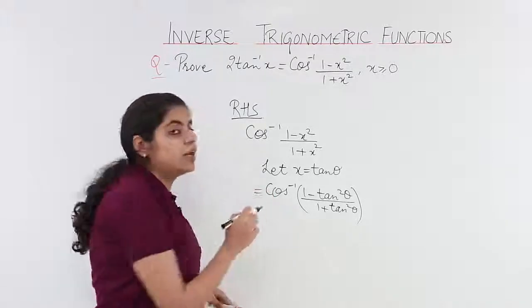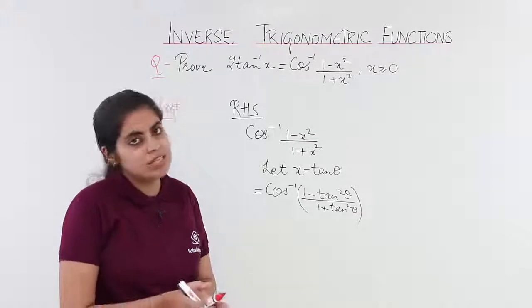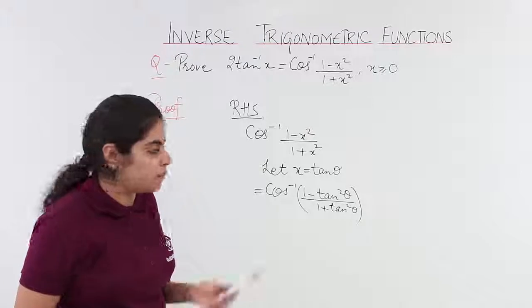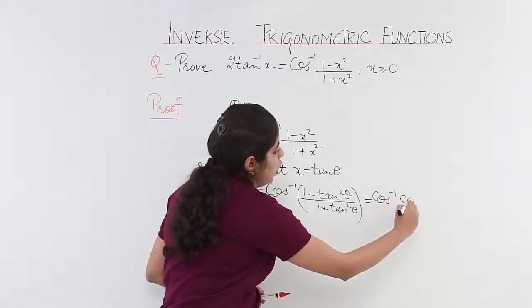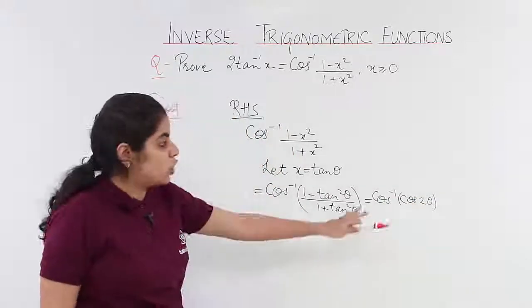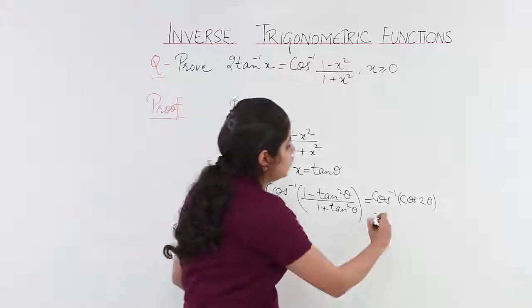Now, what is (1 minus tan square theta) upon (1 plus tan square theta)? As we already studied in class 11th, this is a formula of cos 2 theta. So, I substitute cos 2 theta. Now, cos inverse and cos nullify each other. What is remaining? We are left with 2 theta.